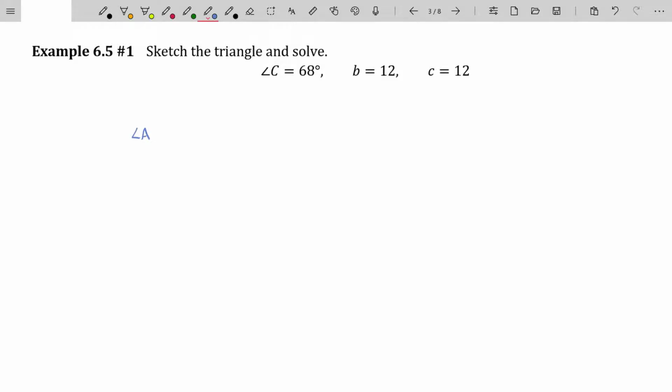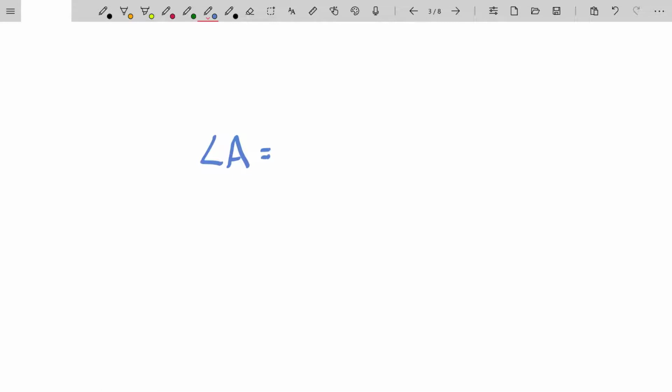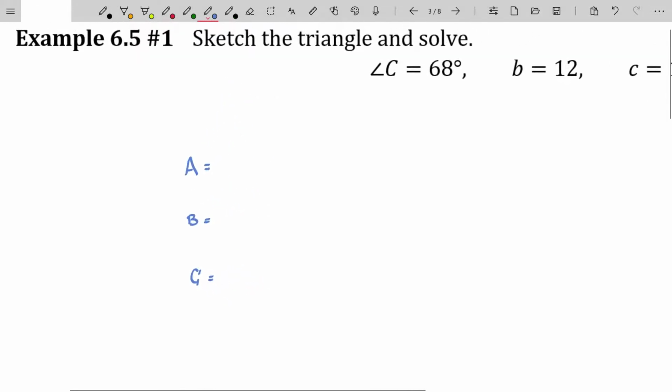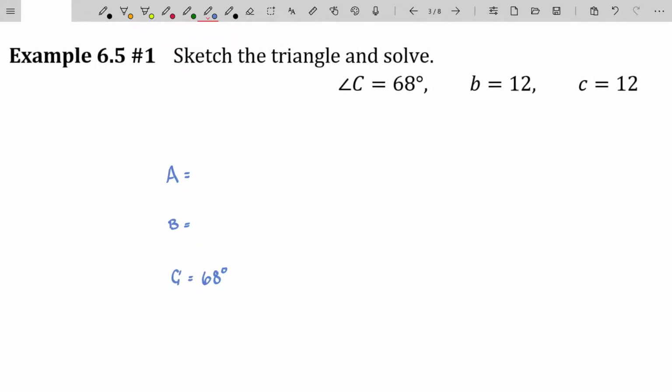So the table, I have angle A, let me zoom in so that I don't make any mistakes. Angle A, angle B. Normally I don't even use the angle symbol. And then angle C. Of those three, I was given angle C as 68 degrees. And then side A, side B, and side C. And of those, I was given side B, 12, and side C, 12. Notice that I have a full row. This tells me law of sines is usable.